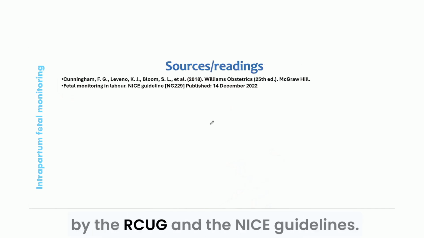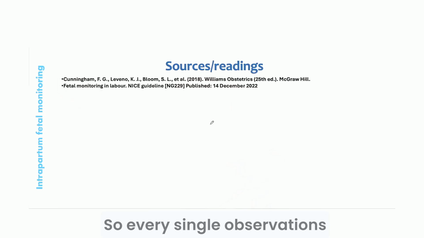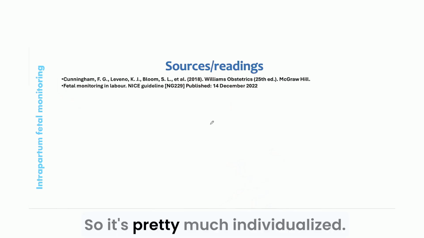And I know there are different systems. There's the American system. The system we have illustrated now is the English system, the system that's supported by the RCOG and the NICE guidelines. I prefer this system because I feel it's pretty much detailed compared to other systems. Every single observation that you see in the CTG counts. So it's pretty much individualized.